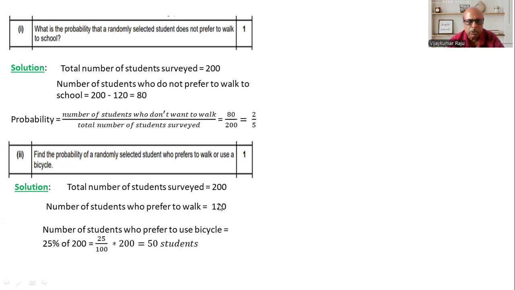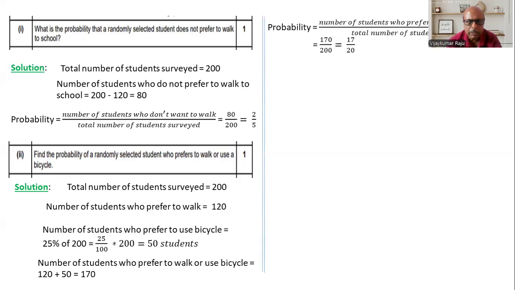120 students want to go by walk. So total number of students who prefer to walk or use bicycle is 120 plus 50 is 170. So 170 students either walk or use cycle. So what is the probability? Probability is number of students who prefer to walk or use bicycle by total number of students surveyed. That is 170 divided by 200 is 17 upon 20.